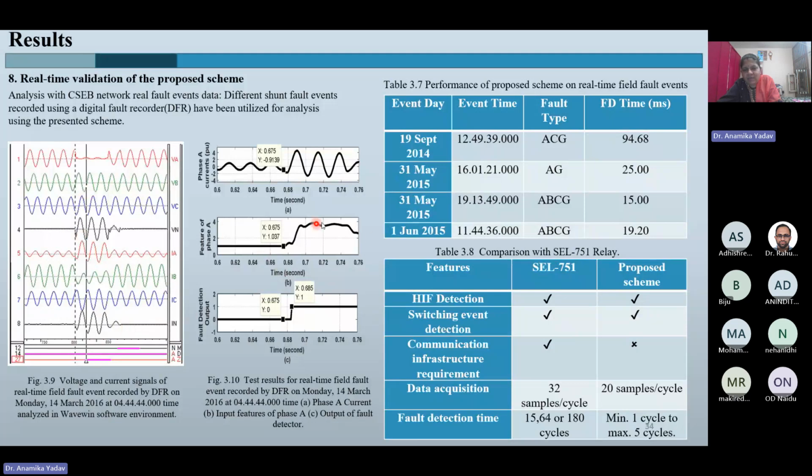So the IA phase has been considered to be faulty. You can see that this phase is faulty. B and C remain almost equal to the previous one, but the A phase current suddenly increases. The output detected by the proposed scheme confirms that the fault is present in the A phase. Other events have also been checked, and it correctly identified the fault type, and the fault detection times are shown in milliseconds in this case. We have also compared the proposed scheme with the SEL 751 type of relay, to see whether it is able to detect the fault.